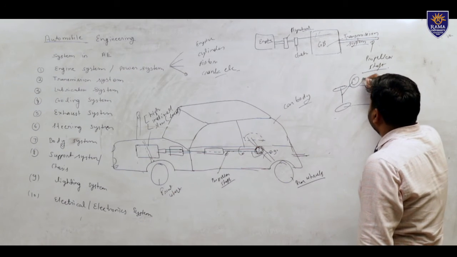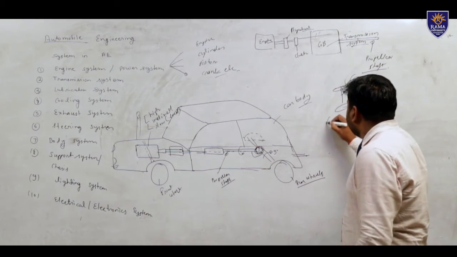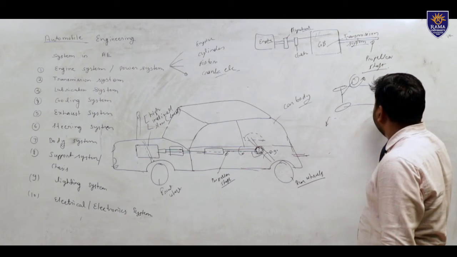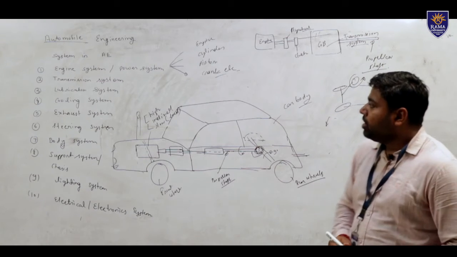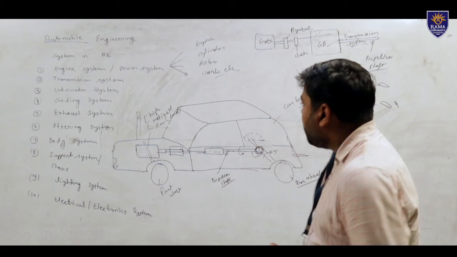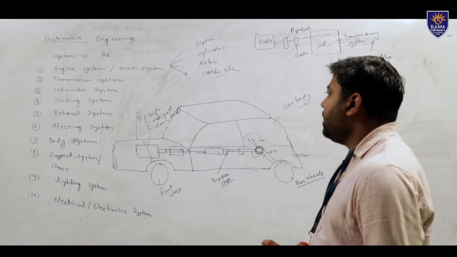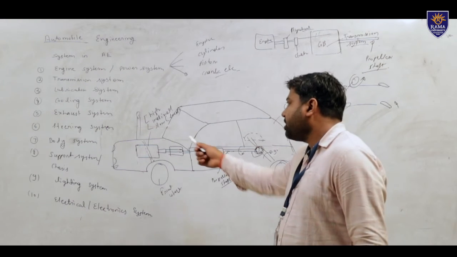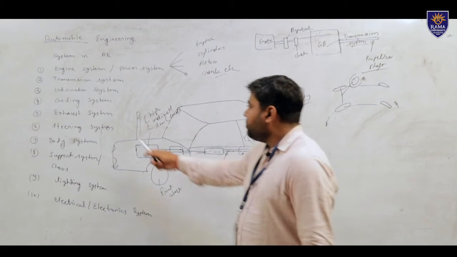Okay, so when this is moving and this is the left side, the front wheel goes to the left side, then the rear wheel should move to the right side. So proper traction is available when the steering system is working properly. So steering is a very important thing.